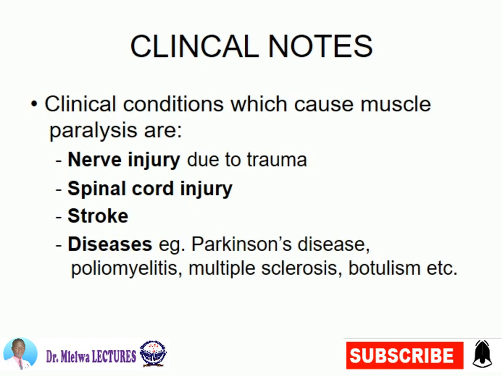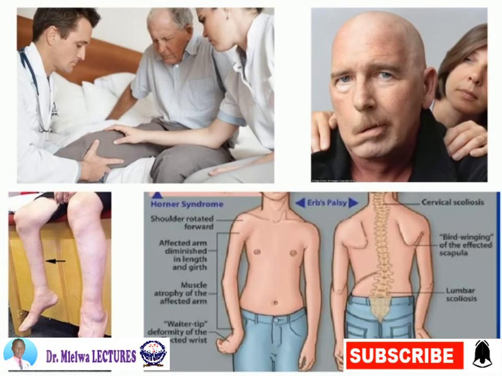Kwa hiyo, details of these diseases, tunaenda kuona huko mbele, either kwenye anatomy, kwenye physiology, au even in your other causes. Tunaenda kuona details of how these diseases can occur, and how they can affect the different muscles. So this diagram shows different conditions about muscle paralysis.